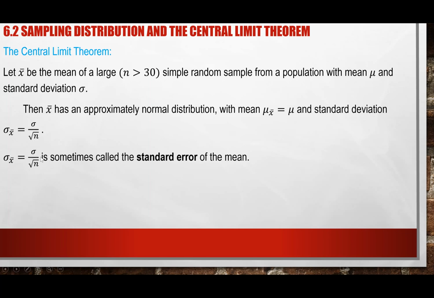We sometimes call this the standard error of the mean, because we try to adjust the population standard deviation to become a sample standard deviation, so there might be some error. And again, in chapter 7 you will see the margin of error. But for now, in order to calculate 6.2, we need to do this adjustment.